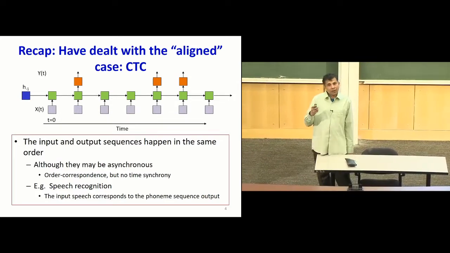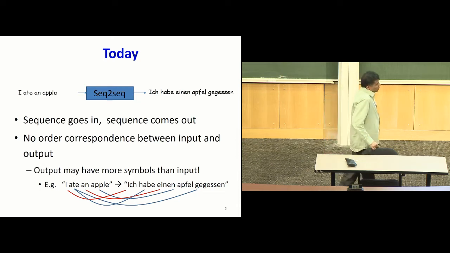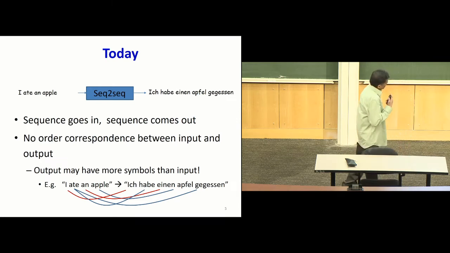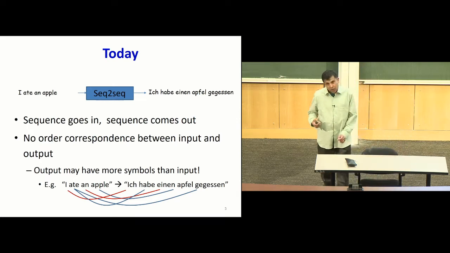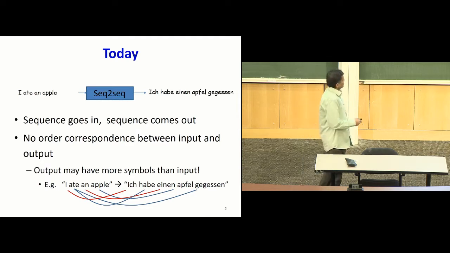Today we are going to look at the other kind of problem, where we don't have this kind of order correspondence between the output and the input. The output may in fact have more symbols than the input, and you don't even have a notion of a one-to-one correspondence. Consider this.